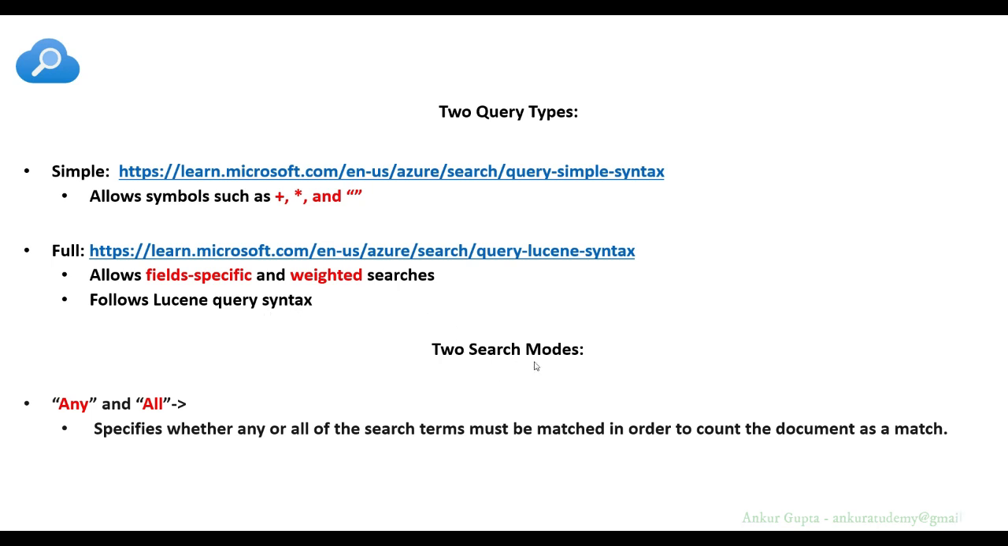Now there are also two search modes, any and all. So these are simple modes. If you define your query as any in search mode or as all, based on that it will specify whether any or all the search terms must be matched for the whole document to be a complete match. So we'll see these examples.